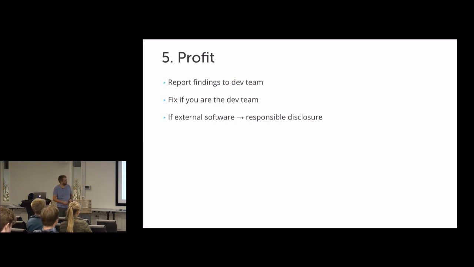So profit, well, if you're fuzzing your internal binary stuff that you're building yourself, of course report it to the dev team, or if you are the dev team, fix them and add them as test cases to your application. If this is external software, well, you might want to do some kind of responsible disclosure. I was hoping for this conference to be able to present some of the stuff that I found, but none of it has been fixed yet, so I can't really talk about that, unfortunately.